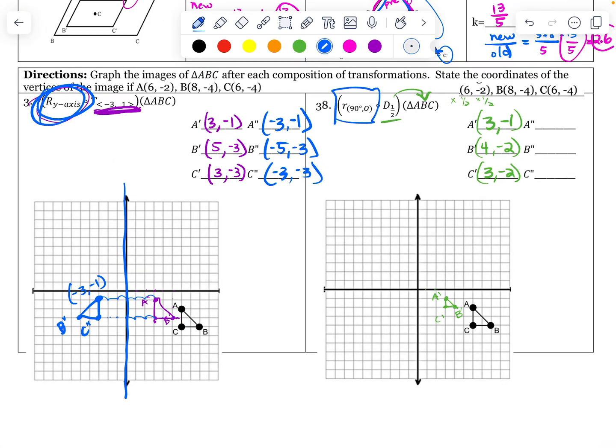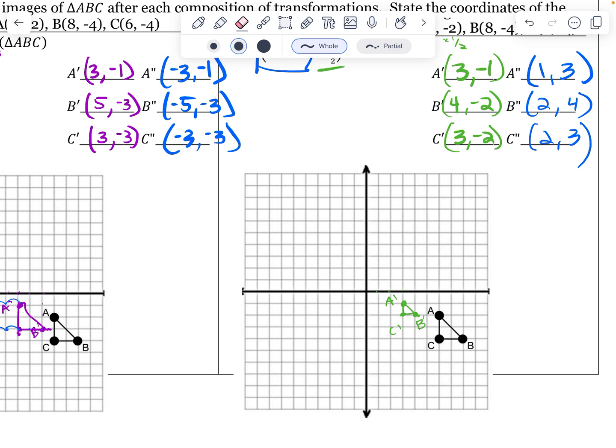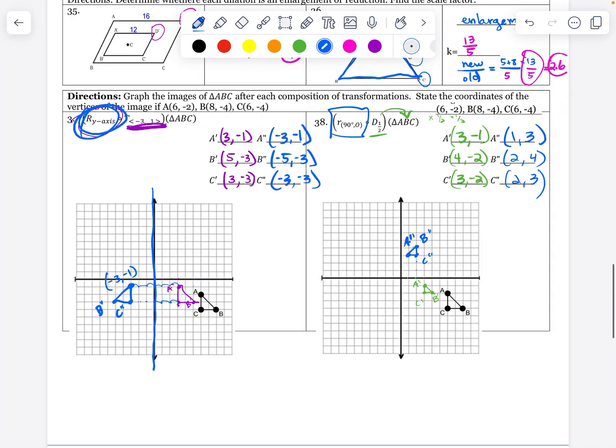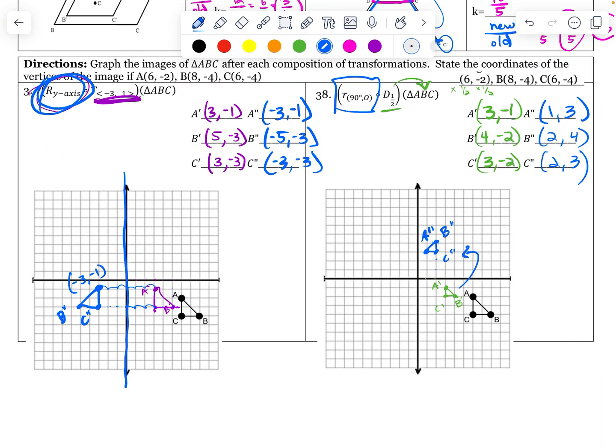And now let's rotate it 90 degrees. So I need to switch X and Y, change the sign of the new X. So (1, 3), (2, 4), (2, 3). It was down here, so it all should end up here. Let's check it, make sure that we're right. (1, 3) is A double prime. (2, 4), B double prime, and (2, 3), C double prime. Teeny tiny triangle, but it has been rotated 90 degrees.